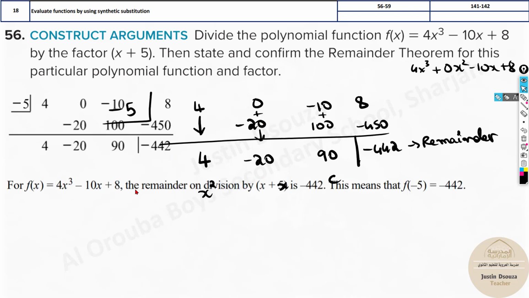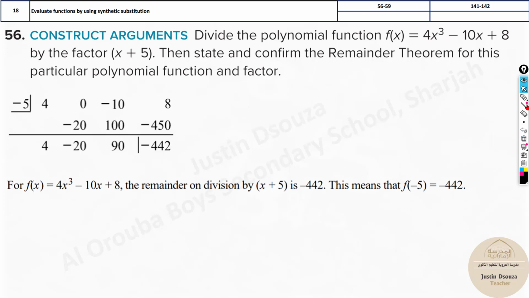Now, what else did they ask? From the remainder theorem, this is about the remainder theorem. The remainder theorem states that the remainder can be easily obtained if you substitute this number over here. What it means is, now we got the remainder as negative 442. We need to confirm, means check the answer. So directly substitute: x is equal to minus 5. Remember, it's not 5, it's minus 5. Substitute minus 5 here, f of minus 5.